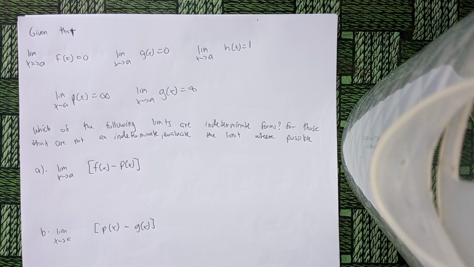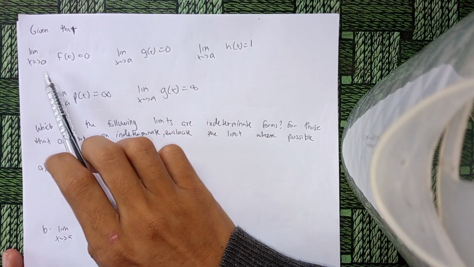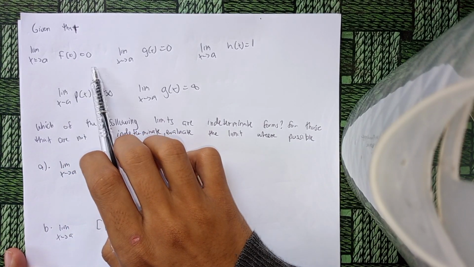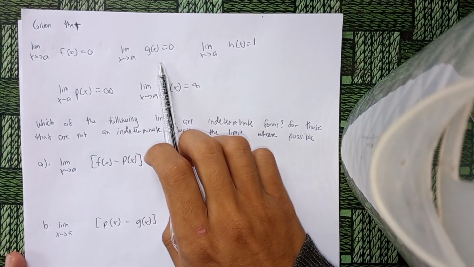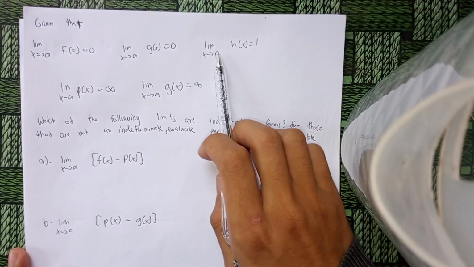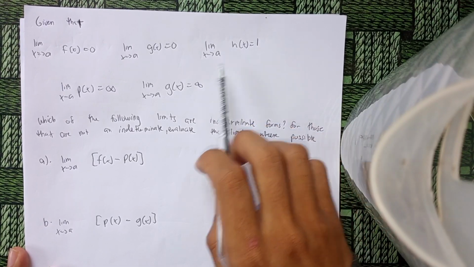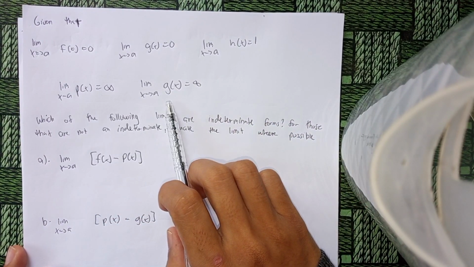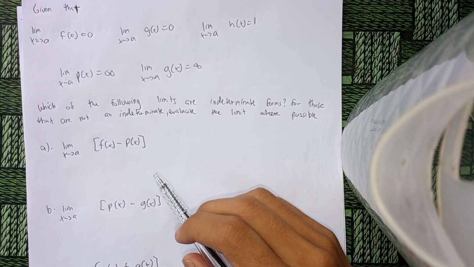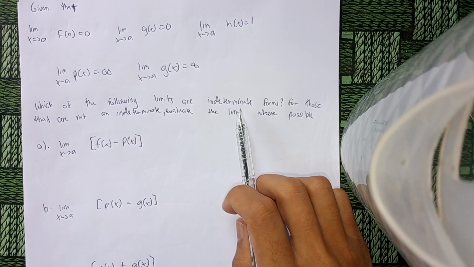Good day, everyone. So, we have a problem here that we need to solve, and it is all about identifying indeterminate forms. Given that the limit of f of x as x approaches a is equal to 0, then the limit of g of x as x approaches a is also equal to 0. Another here is h of x equals 1, p of x equals infinity, and g of x equals infinity. Then, which of the following limits are indeterminate forms?